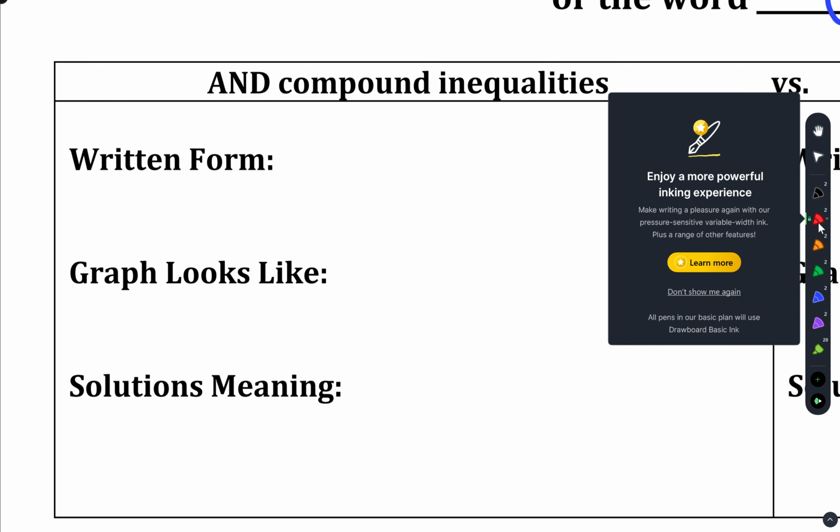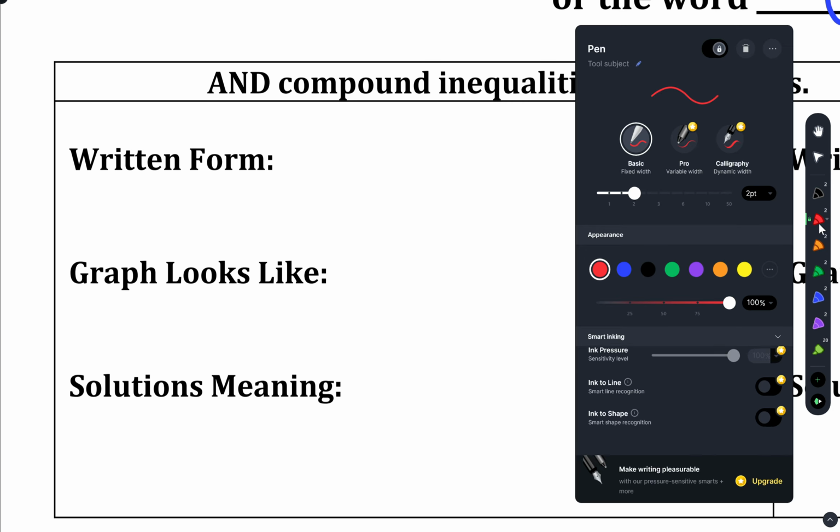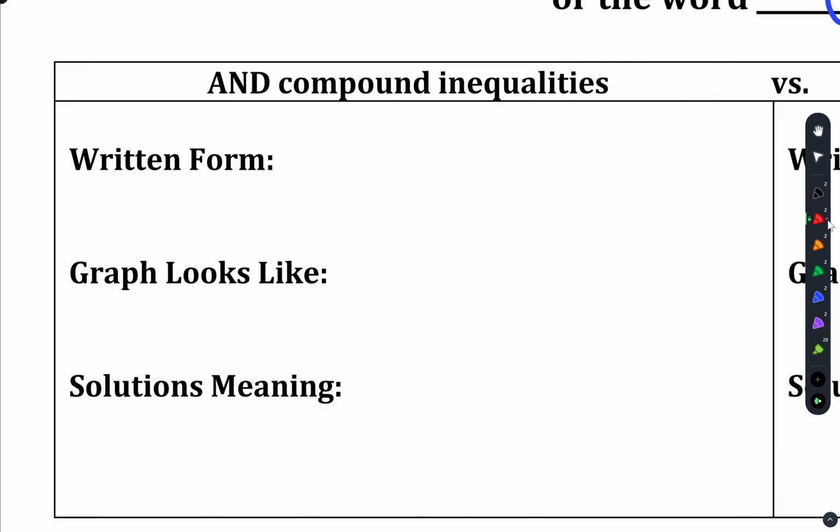"And" inequalities can take two different written forms. The most basic one that we're going to see is when we literally just write two regular inequalities and put the word "and" in between them. So for example, I could say x is greater than -1 and x is less than 2. That's two inequalities that we've seen before, just with an "and" in the middle.